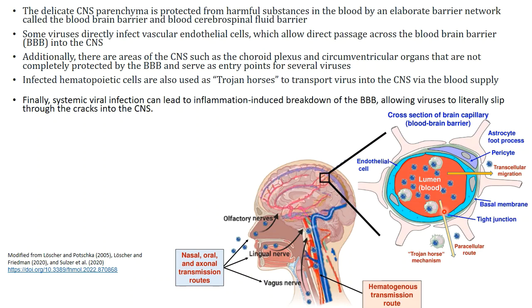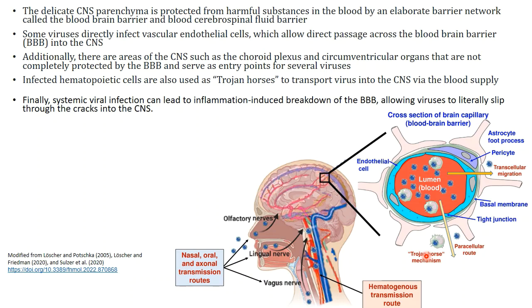Okay, and this forms the characteristic blood-brain barrier, as you can very well make out. So some viruses can directly infect this vascular endothelial cell, and that allows the viruses to traverse this blood-brain barrier, and there is a transcellular migration via the tight junctions, or for that matter, there is an additional route. The infected hematopoietic cells can traverse this blood-brain barrier and can act as Trojan horses. These Trojan horses allow the transport of the virus into the CNS parenchyma via the blood supply. So this is the Trojan horse mechanism.